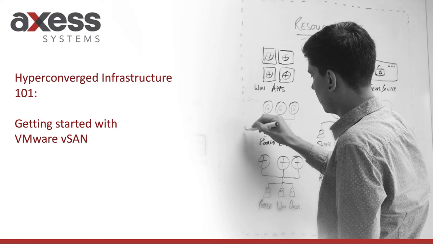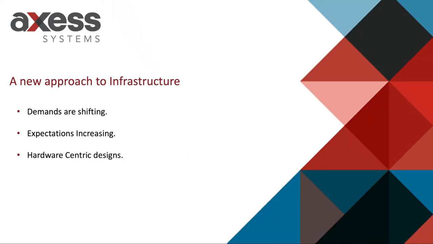Hello, my name is Kris Haynes, and today we're going to be looking at hyperconverged infrastructure, specifically getting started with VMware vSAN and why vSAN might be a particularly useful piece of hyperconverged infrastructure to take a look at. Where did this concept come from? Why are we talking about hyperconverged infrastructure in the first place?